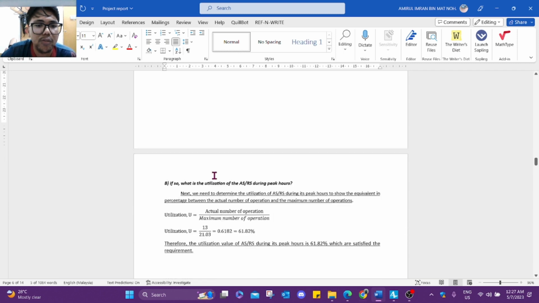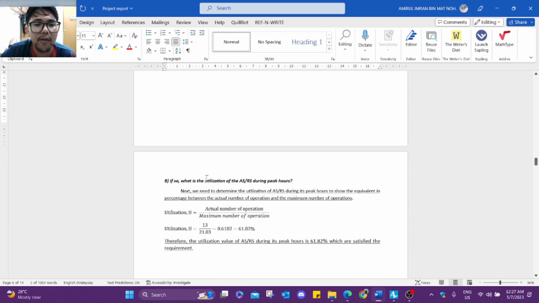For question B, using the utilization calculation, we get a value of 61.82%. Therefore, the ASRS utilization during its peak hour from our calculation satisfies the requirements. Next, all the values from calculation 1 and calculation 2 will be inserted and displayed in the simulation on Analogic by my next team presenter, Amirul Imran.